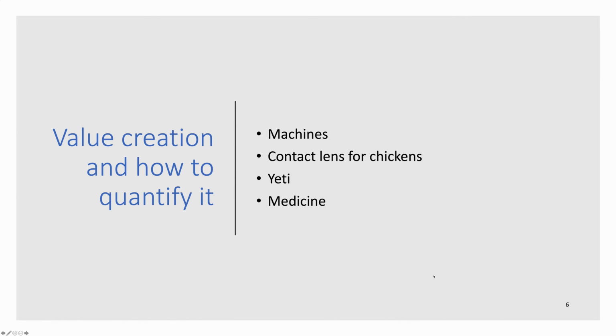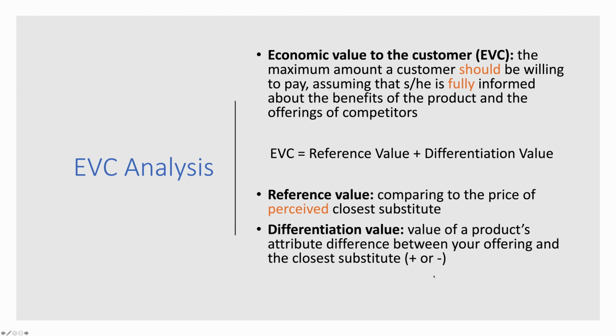So to give this an official definition, the economic value to the customer, or EVC, is the maximum amount a customer should be willing to pay, assuming that he or she is fully informed about the benefits of the product and the offerings of the competitors. So EVC here is a number, not what the customer actually will be willing to pay, but what a customer should be willing to pay if they know what the benefits are in comparison with competitors.